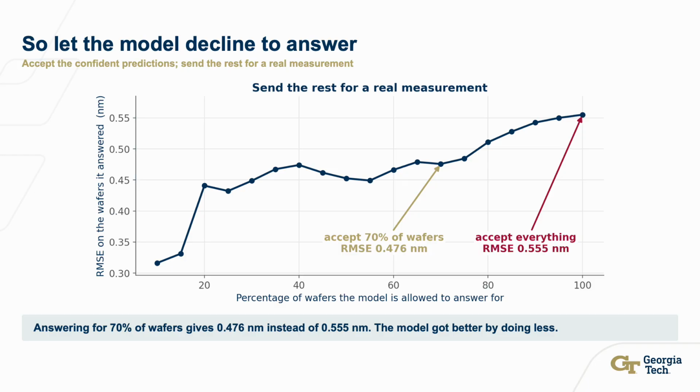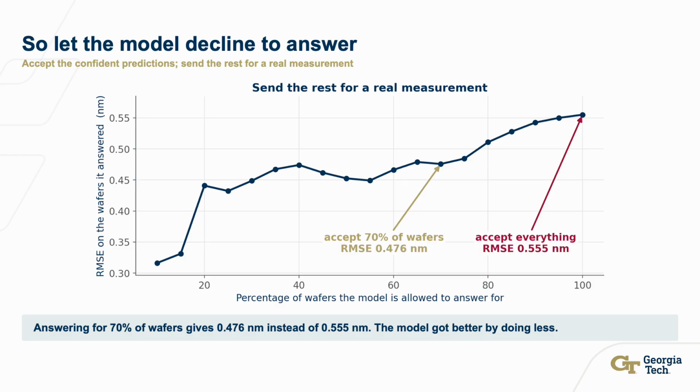Move left. At 70% coverage, RMSE on the wafers it did answer is 0.476. The model got better by doing less. Same model, no retraining, it simply stopped answering the questions it was going to get wrong. And the 30% it declined go where they should have gone in the first place, to the gauge, which converts a fixed sampling plan into a targeted one.